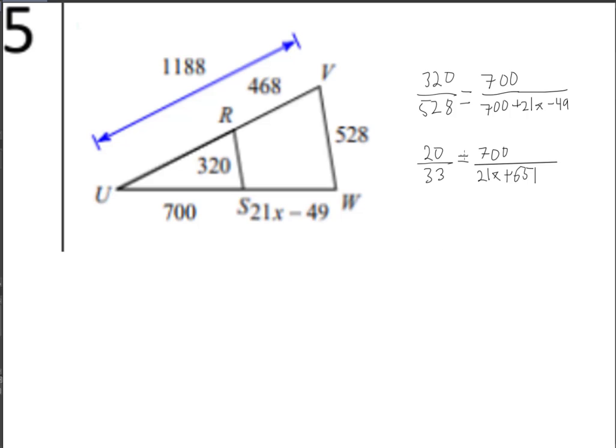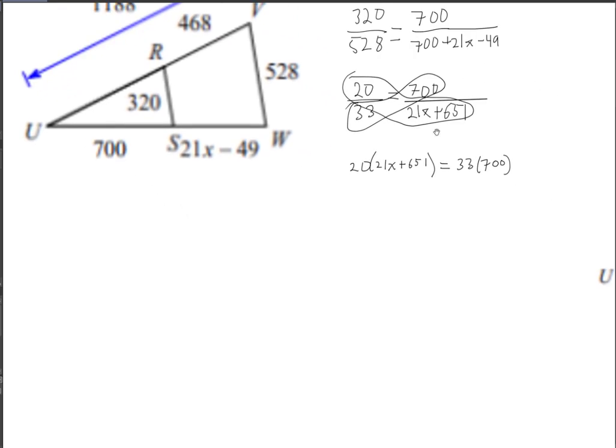651. All right, so now that I have that, I'm going to do my cross multiplication, also known as your means and extremes property, right? So I'm going to do 20 times 21x plus 651, right? I hate it when it does that, is equal to 33 times 700. Okay, this is 700, sorry, 700.